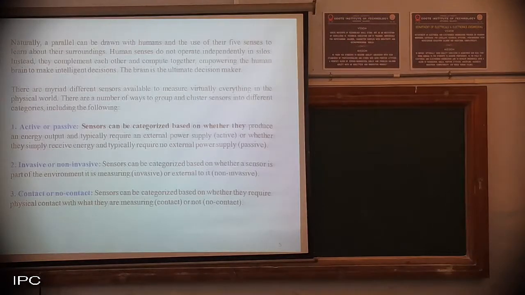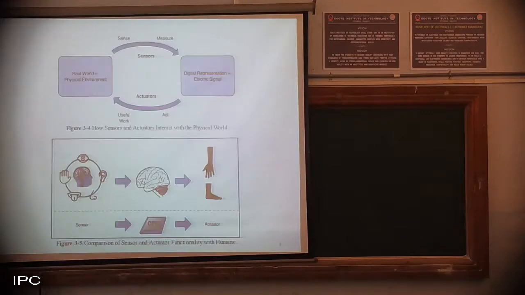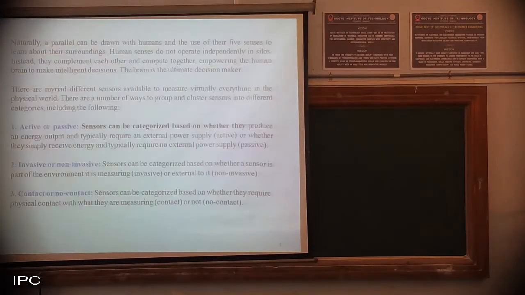Naturally, a parallel can be drawn with humans and their use of the 5 senses. This example I have already discussed in this diagram. So 5 sensors are there, then the brain is there, the actuator is there. That microcontroller chip is basically a CPU, the central processing unit. The same example is given here: human interaction with the sensors and the actuators happens in the human body.